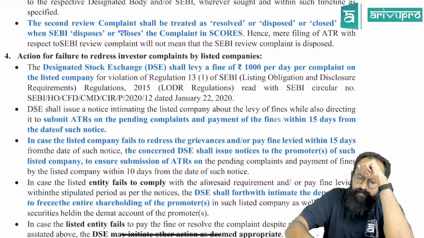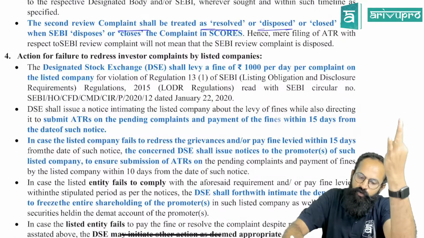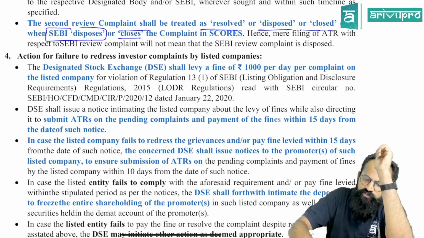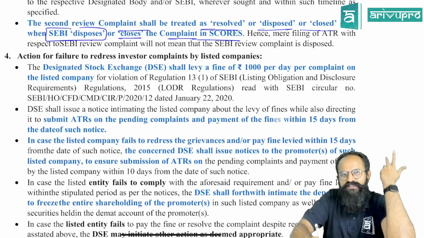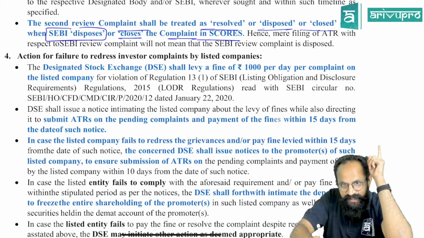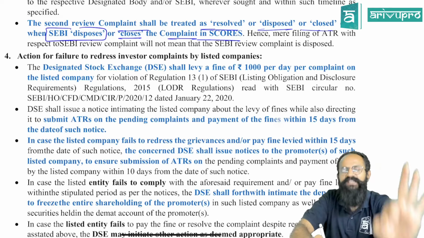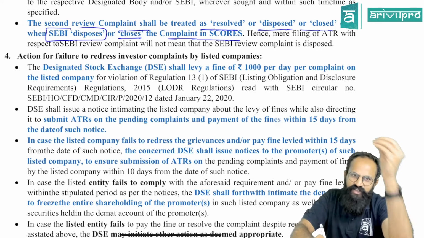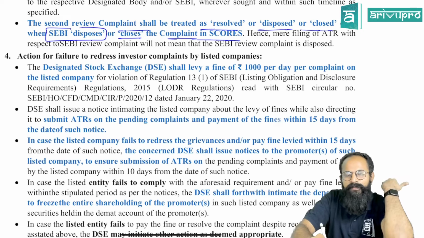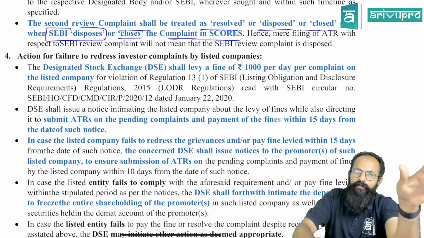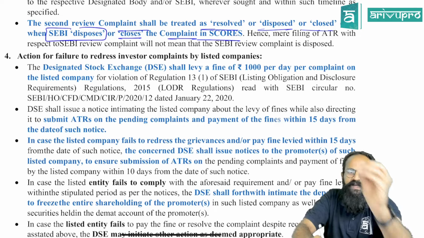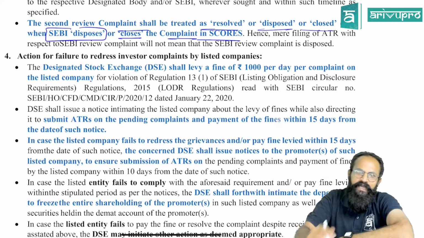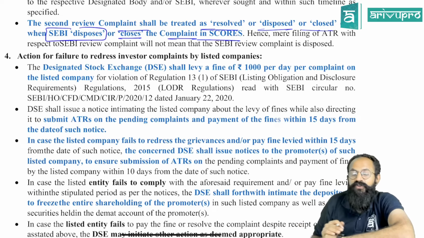The second review complaint shall be treated as resolved, disposed or closed only when SEBI disposes or closes the complaint on SCORES. So that's the ultimate authority. Until SEBI is satisfied, the complaint will still remain open. Until SEBI says the person is completely satisfied, the review will not be closed. The complaint will keep showing that this particular thing is pending only. Is it clear?